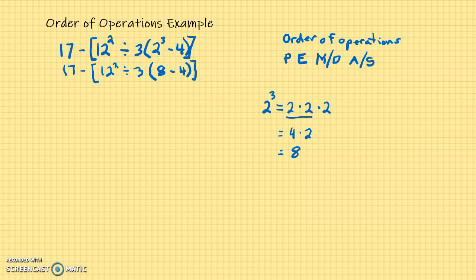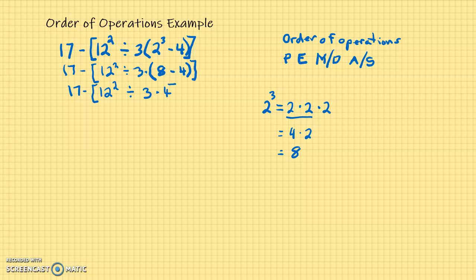Now in the next step, we have to simplify 8 minus 4 because we have subtraction here. So I'm going to write 17, take away, I'm going to write the bracket again, 12 squared divided by 3, and now there's sort of an invisible multiplication sign here when the 3 is just outside of the parentheses and there's nothing written there. It means multiply. So 8 minus 4 is 4, so it really means 3 times 4.